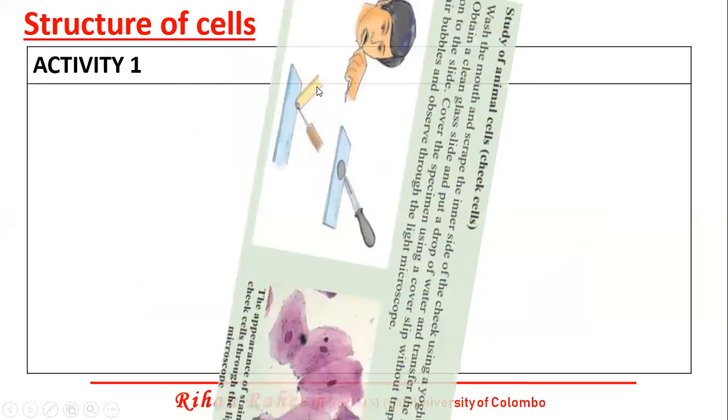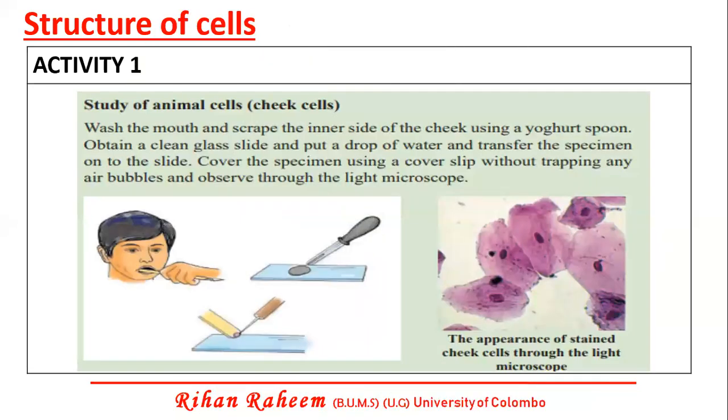For this, they have a small activity, very simple activity. In school, you may do it. Wash the mouth and scrape the inner side of the cheek using a yogurt spoon. Now you all know the cheek, no? Inside the mouth, that cheek is there, the inner part of the cheek. If you take a spoon and scrape it, you can get small white pieces. Those are small pieces of cells, cheek cells. It will break and come out.